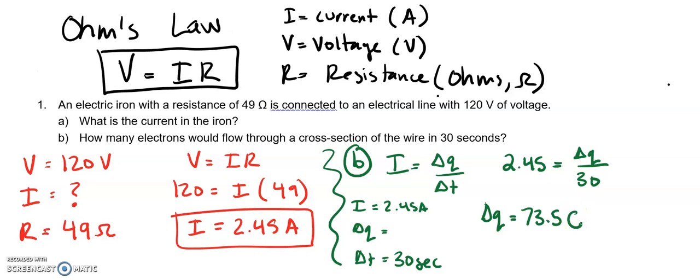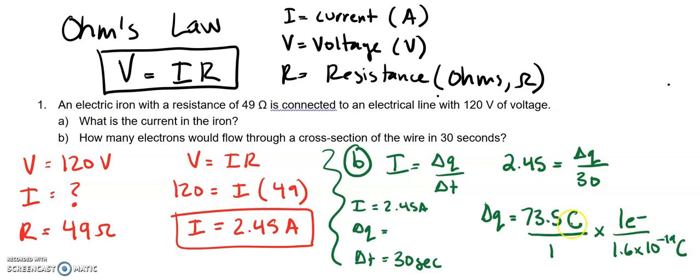Okay, it's asking for electrons. However, I know coulombs and electrons are related. So I'm going to go ahead and look at my handy dandy conversions. And I know that there are 1.6 times 10 to the negative 19 coulombs on every electron. So that's the charge on an electron. So I'm going to put that in. So one electron has a charge of 1.6 times 10 to the negative 19 coulombs.